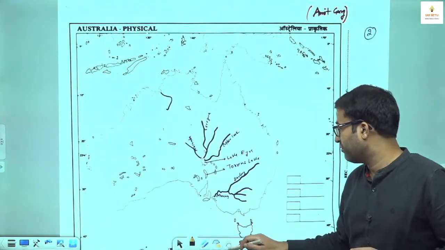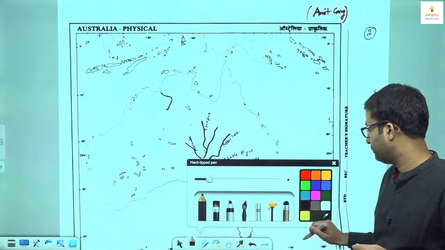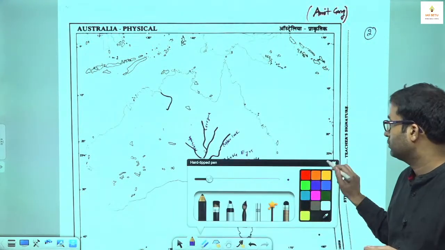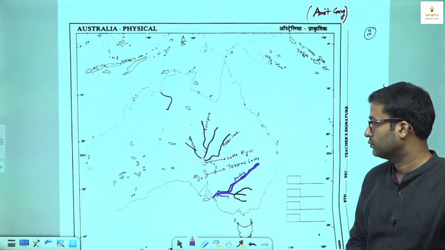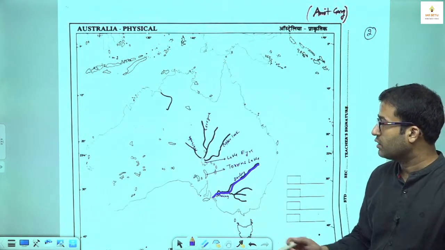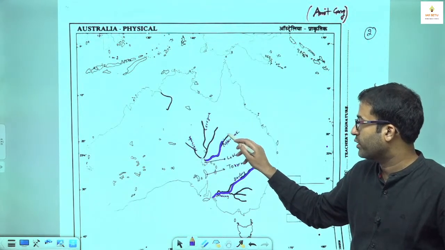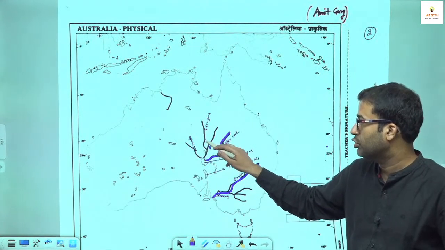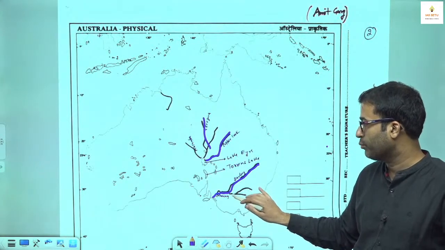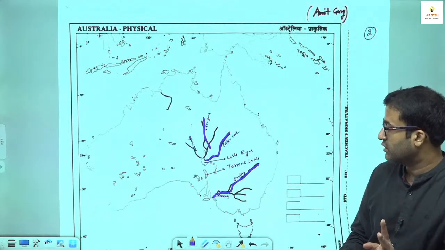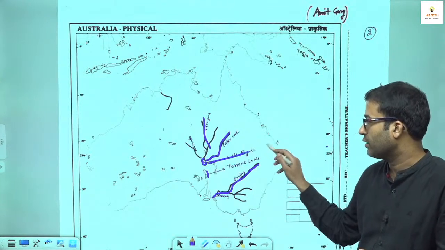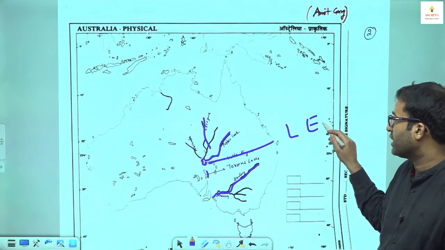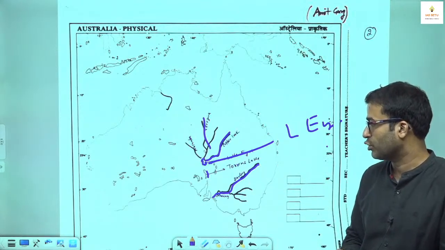So as far as the rivers are concerned, the main one is the Murray Darling. Otherwise there are the rivers Cooper Creek and Georgina, but you remember only the Murray Darling. As far as lakes are concerned, there are two important lakes: Lake Torrens and Lake Eyre. The important one is Lake Eyre, or you can remember Torrens also.